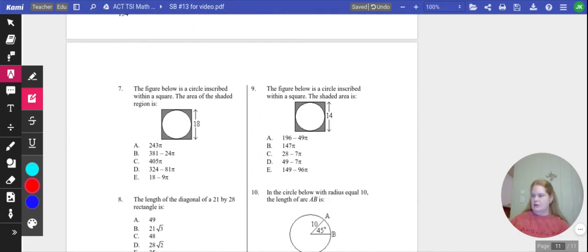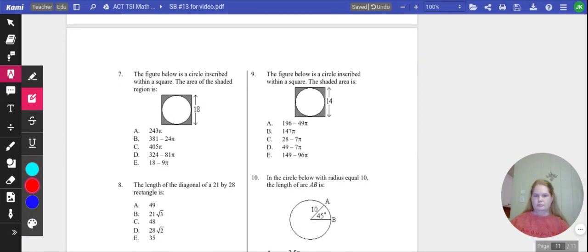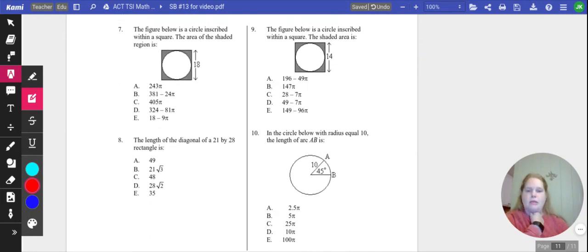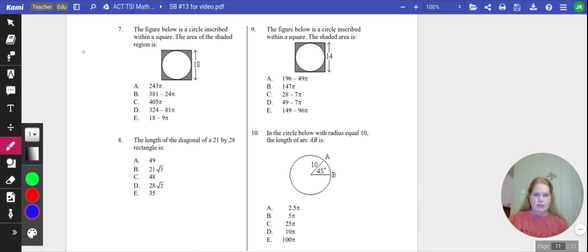Now we're at number 7. The figure below is a circle inscribed inside of a square, and the area of the shaded region is what? That's what we're trying to find out. So here's what I do now. The shaded part is basically the square minus the circle. If I take the square, take away the circle, I'm left with all the shaded parts. That's what I know.